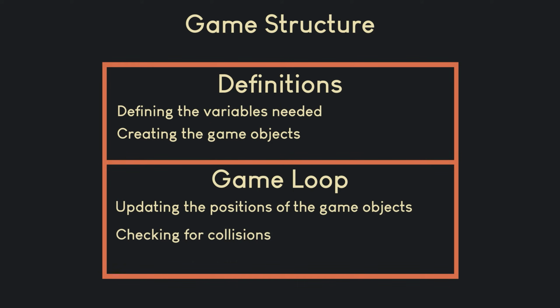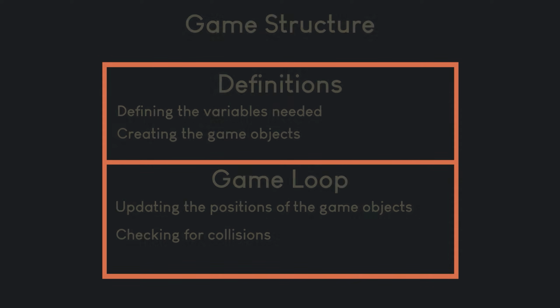and checking for collisions. The game loop is like the heartbeat of the game, running repeatedly until the game is closed. In each iteration of the game loop, we will draw the game objects in their new positions and check for collisions, all happening so fast that it appears as a continuous movement. Now let's create a blank screen and the game loop.